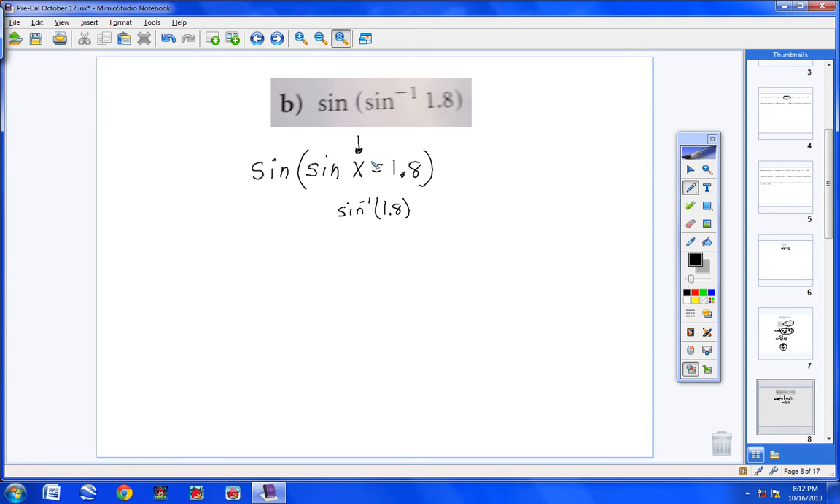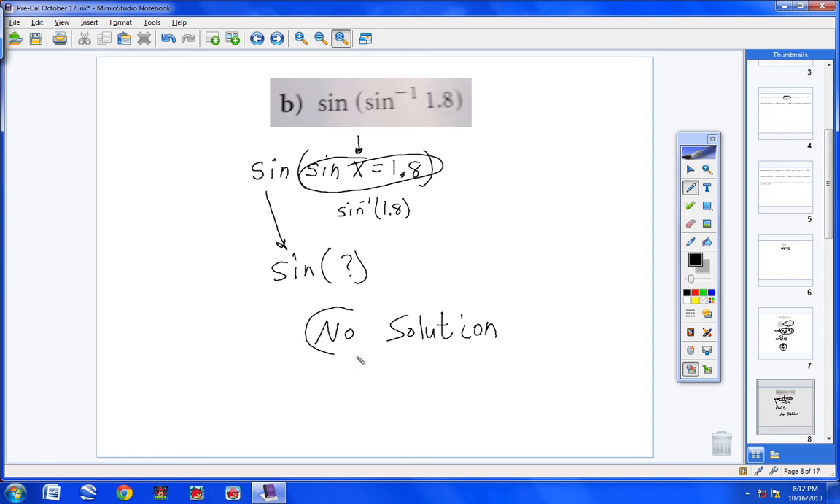Can't be done. So if there's no angle here, then there's no angle we can take the sine of, so the answer is just no solution, or cannot be solved, or does not exist, or undefined, or however you want to say it. But the answer is no solution.